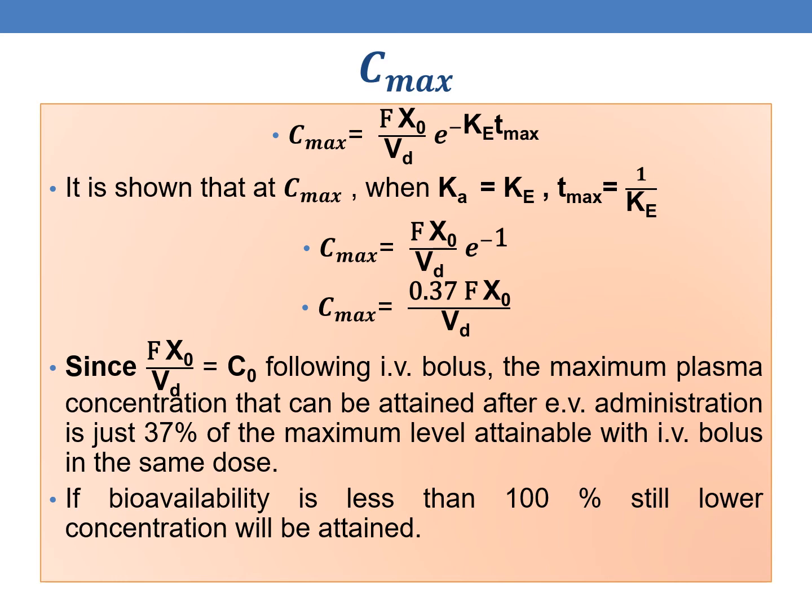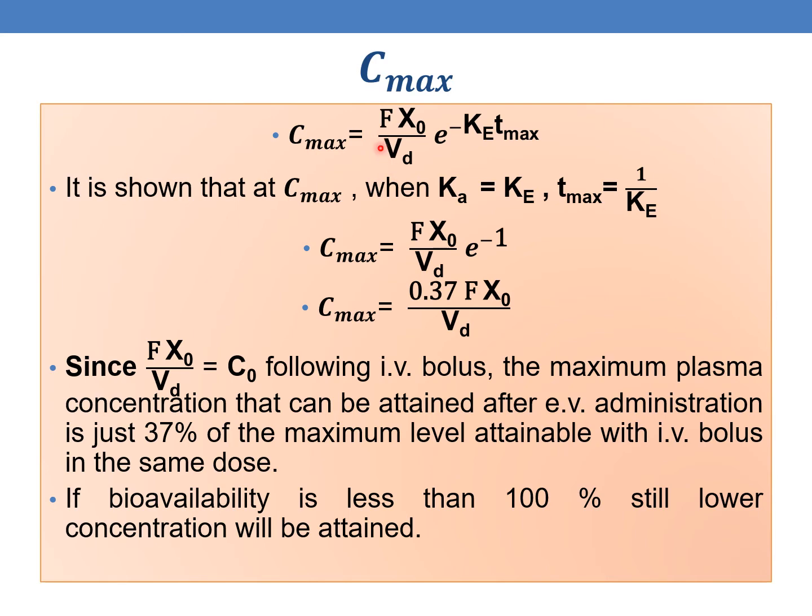Cmax can be calculated by the above equation. Cmax is equal to F X naught by Vd into e to the power of minus Ke Tmax. After calculation of Tmax, using Tmax we can calculate Cmax by the following equation. Cmax is equal to F X naught by Vd e to the power of minus Ke Tmax. It is shown that at Cmax, Ka will be equal to Ke and Tmax will be 1 by Ke.